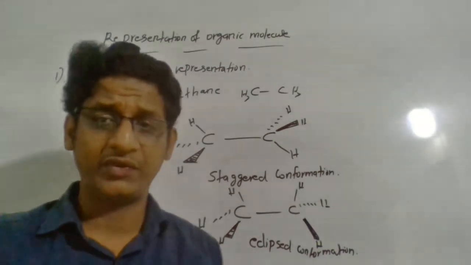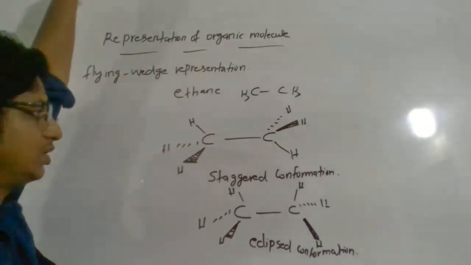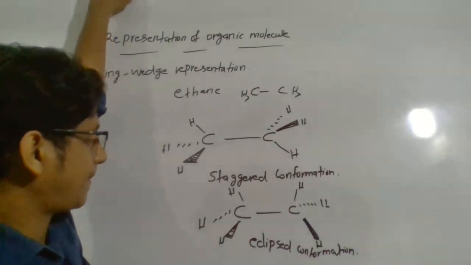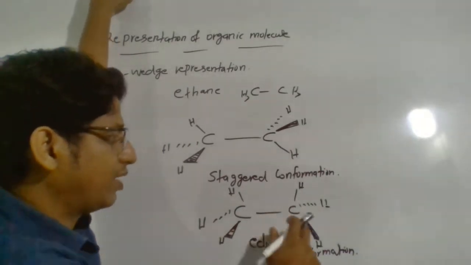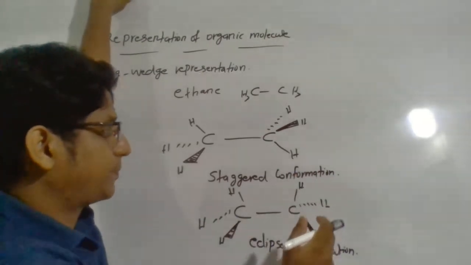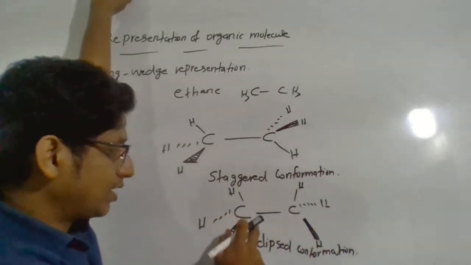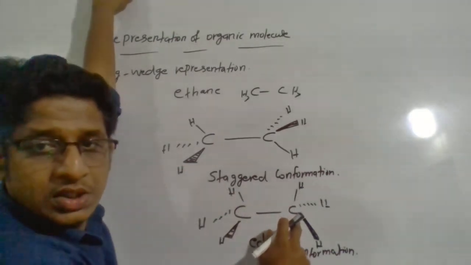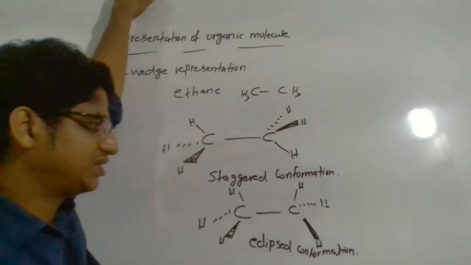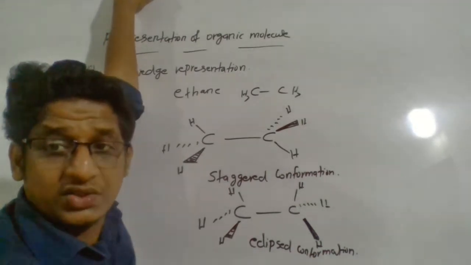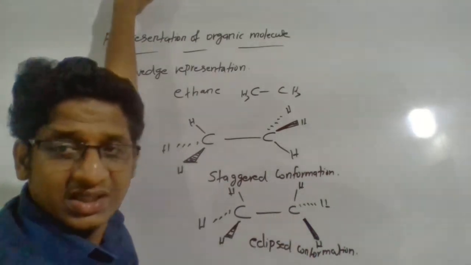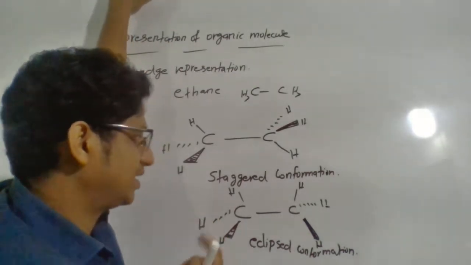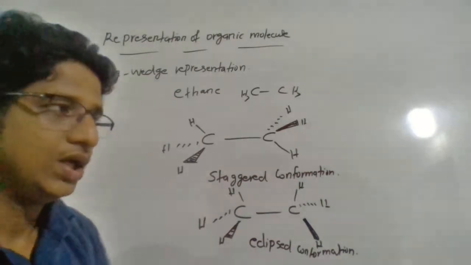So what do you mean by conformation? Conformation means we are just rotating one part of the molecule with respect to the other part, about the carbon-carbon single bond. So conformation applies only to saturated compounds where a carbon-carbon single bond is present. For double-bonded and triple-bonded compounds, this conformation is not there. So what does it mean?